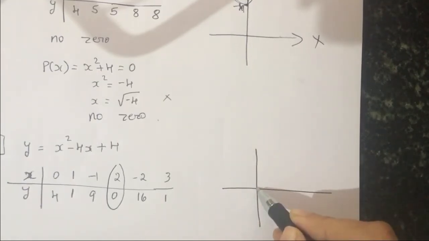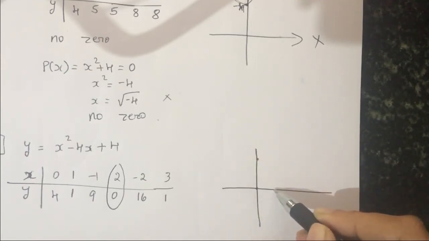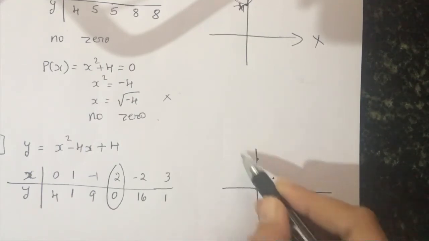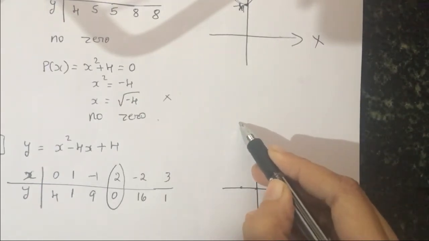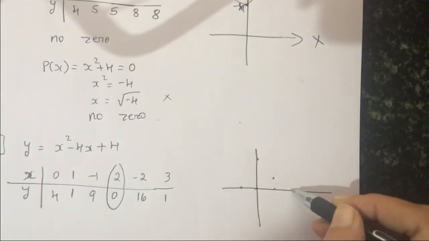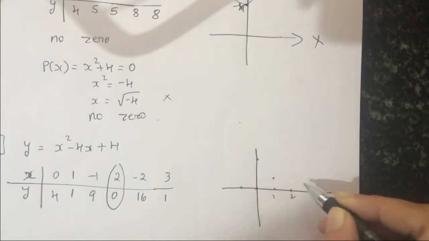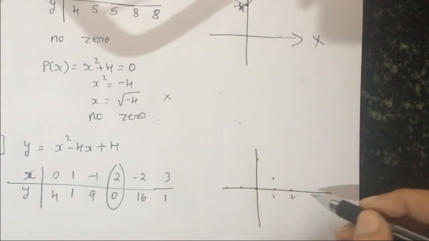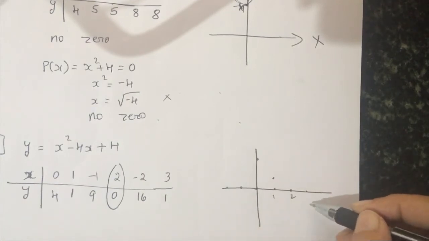When x is 0, y value is 4, somewhere here. When x is 1, value of y is 1. When x is minus 1, value is 9, say somewhere here. And then when x is 2, value of y is 0, right? And when x is minus 2, it is 16. And when x is 3, value of y is 1.